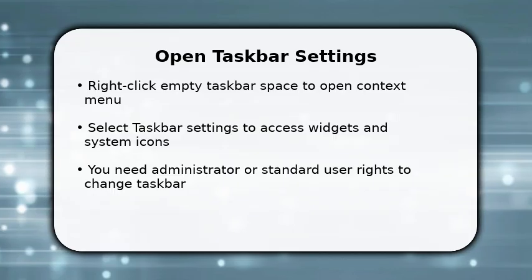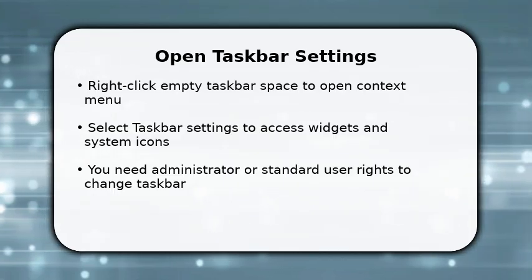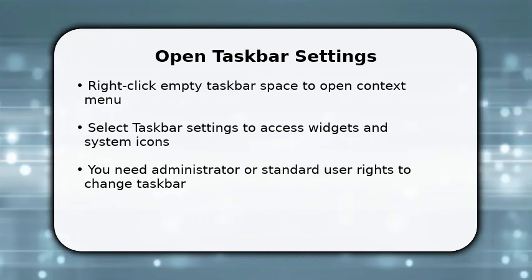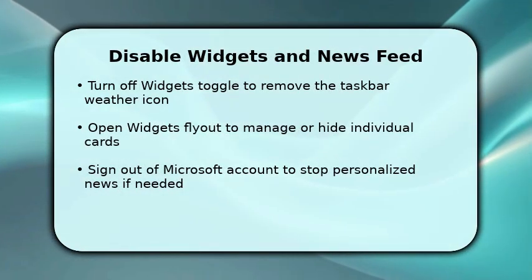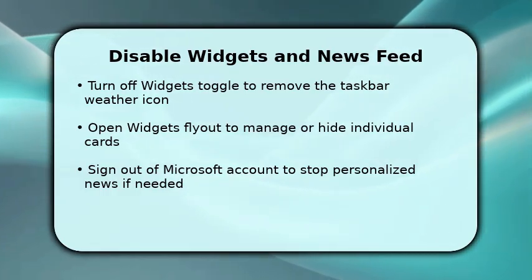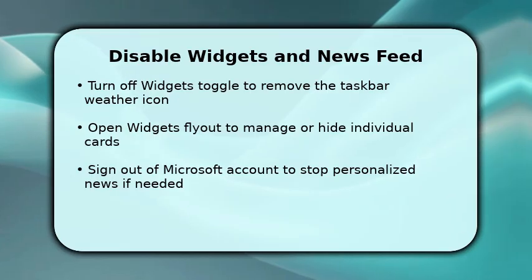Make sure you have the taskbar visible and not locked behind a secondary display before proceeding. Now disable the widget itself to remove the weather icon from your taskbar. Toggle off widgets in taskbar settings. Once turned off, the weather card and feed disappear.